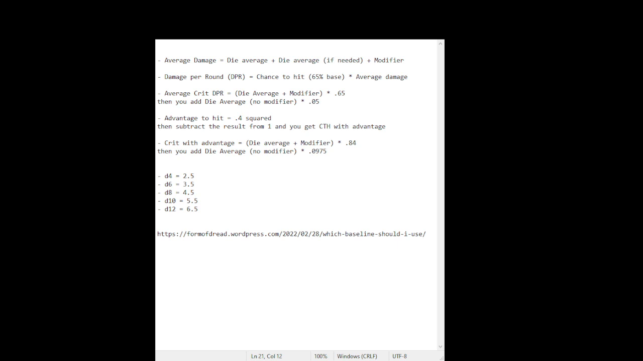So when you take that 9.5 that you now have, you can multiply it by 0.65, and you get your average damage per round of 6.175. Now, if you have multiple attacks, you essentially just take that DPR and multiply it by 2. So you take that 6.175 and you multiply it by 2 for 2 attacks.